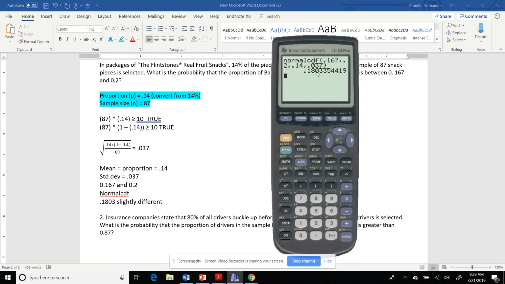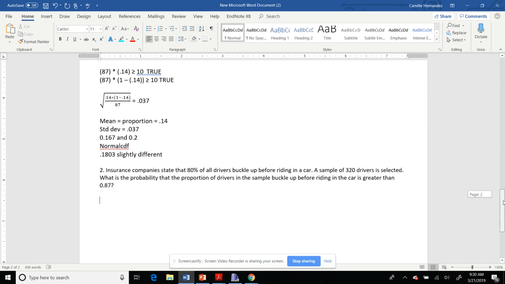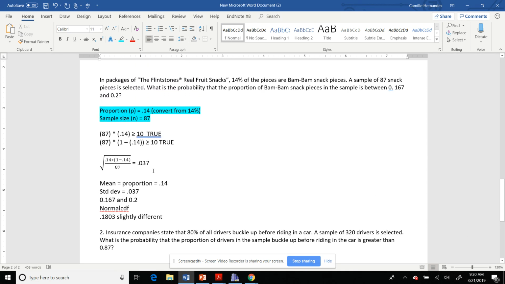You could even go back, and if you wanted to, you could have taken that whole number we got for the standard deviation and put it in. I'm just rounding for convenience's sake. Okay, let's do the next one. So it's basically one and the same thing. So let me just do this.